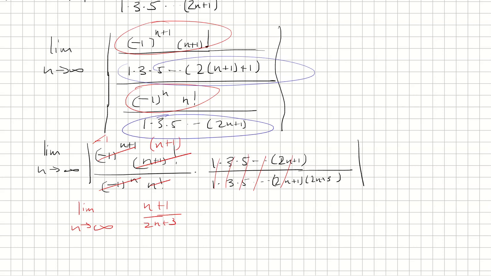And so now when we take the limit, well, one way is to divide everything by n. We have 1 plus 1 over n over 2 plus 3 over n, and then as n approaches infinity, this goes to 0, this also goes to 0, and you have 1/2. And because this is less than 1, this series converges by the ratio test.